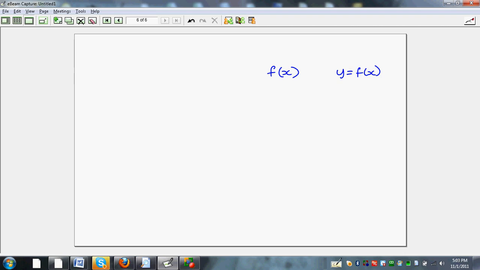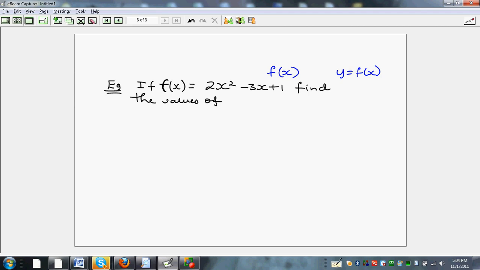So if we had an example, if f of x is equal to 2x squared minus 3x plus 1, find the values of 1, f of minus 3, 2, f of 0, and 3, f of 2.